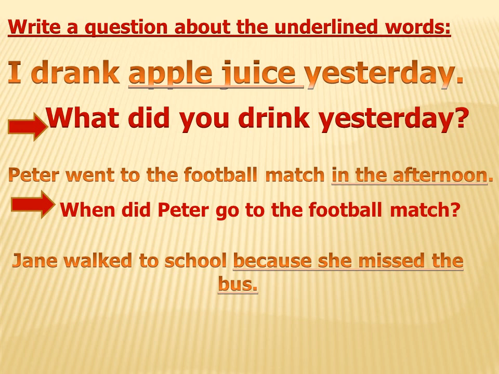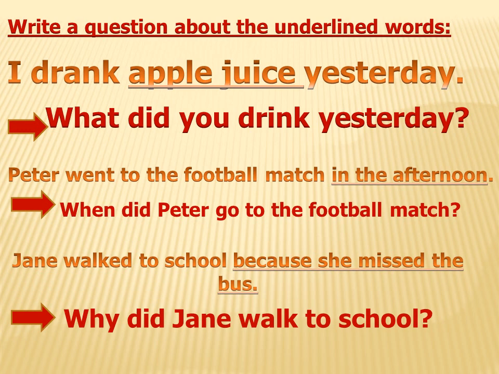Then, put the auxiliary verb. The auxiliary verb in the past simple is did. Then, we put the subject, which is Jane. Put the main verb. And don't forget to cross the ed from the verb. And write the sentence as it is. And please don't forget the question mark.